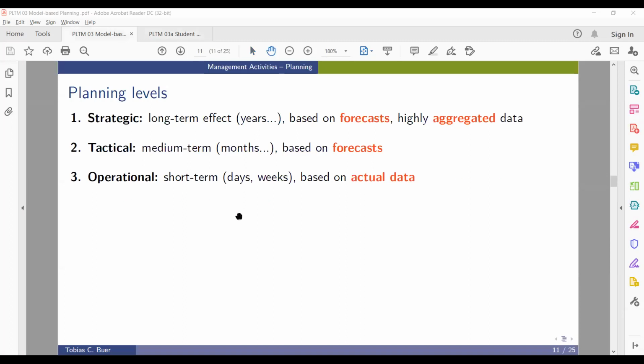And now we go to the strategic level. These are decisions that have an impact on our company for a longer time, maybe even years. And of course, many of these strategic planning levels are also based on forecasts. But now, in addition to having a forecast, we have highly aggregated data. What does aggregating data mean? What do you think is the meaning of aggregated?